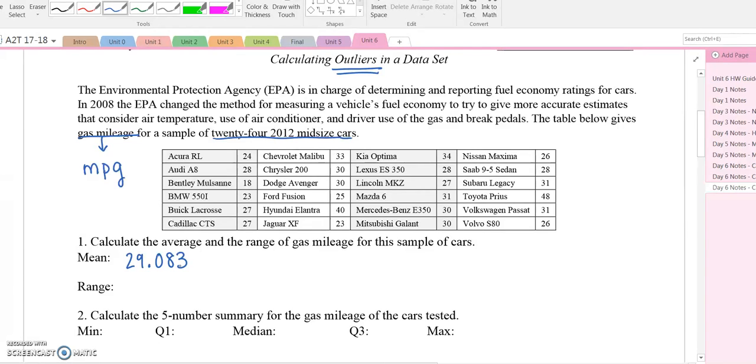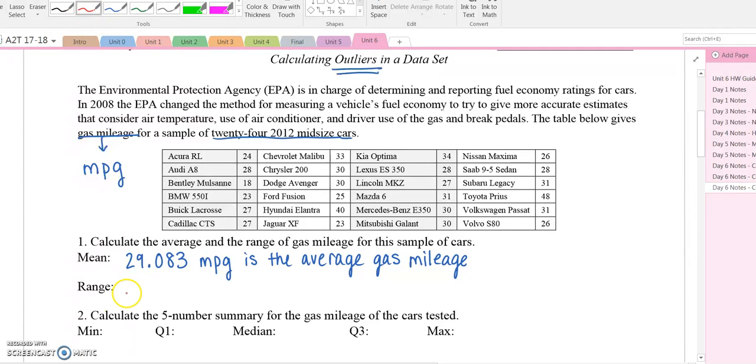Since all of these other numbers are talking about gas mileage, or miles per gallon, the average or the mean is the exact same thing. It's still just miles per gallon. It's just the average amount. So I'd say 29.083 miles per gallon is the average gas mileage. That way we still know exactly what we're talking about.